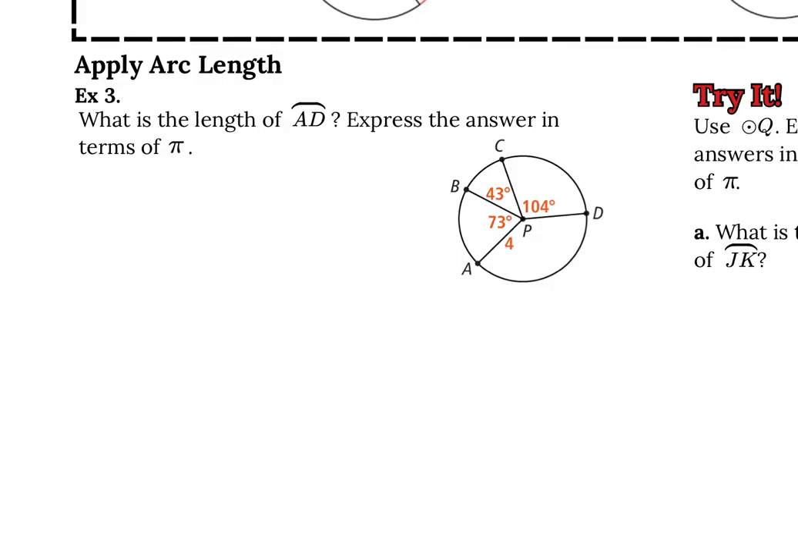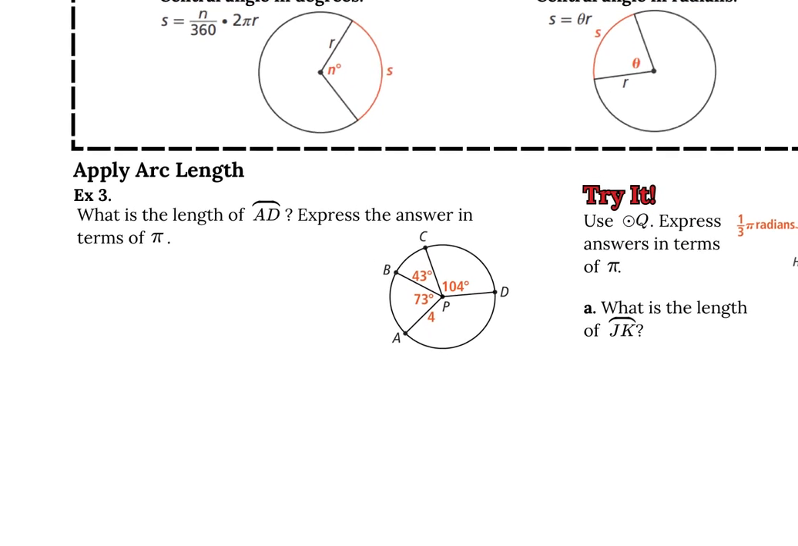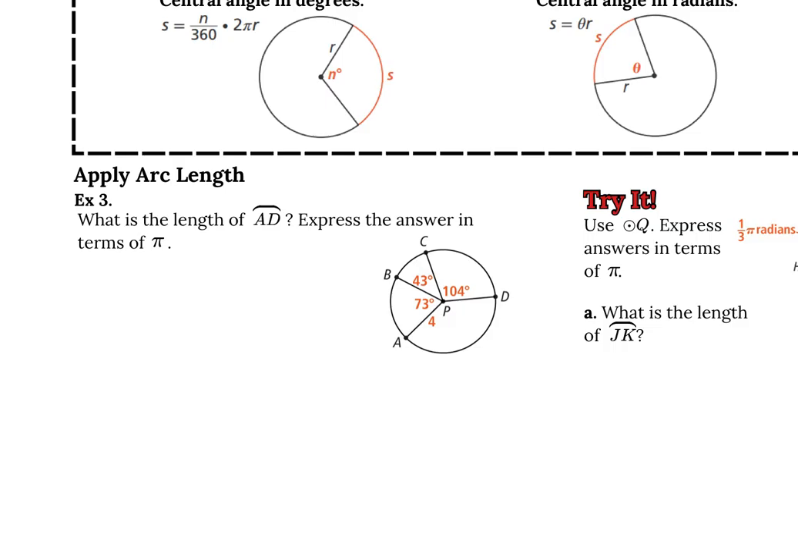Let's look at our first example. We want to apply the arc length. We want to find arc AD. So we're looking for this arc right here. Okay, so I want to find the measure of arc AD. And I can find that because I know that all of the arcs added together would add up to 360. I know that this arc is 73, this would be 43, and this would be 104. So I can subtract all of those from my measure.